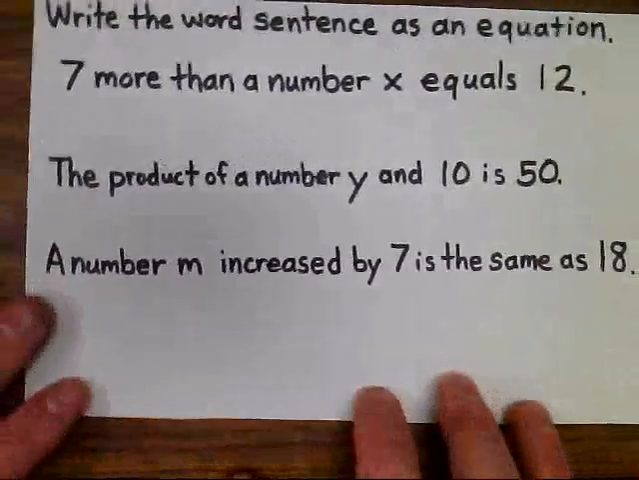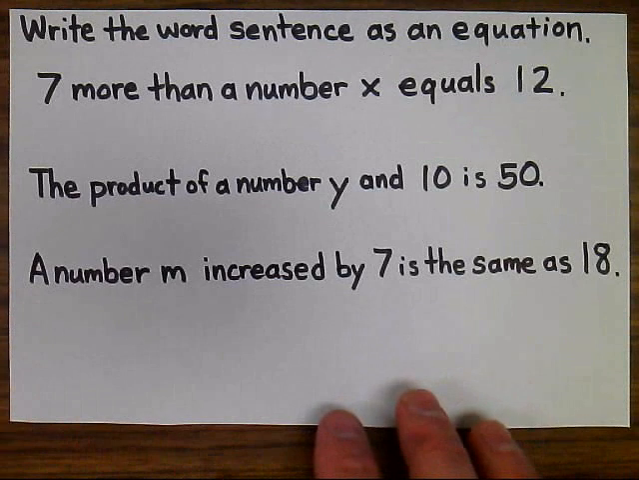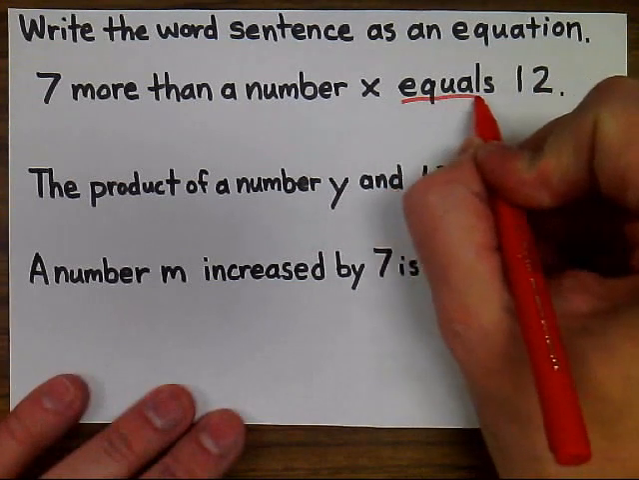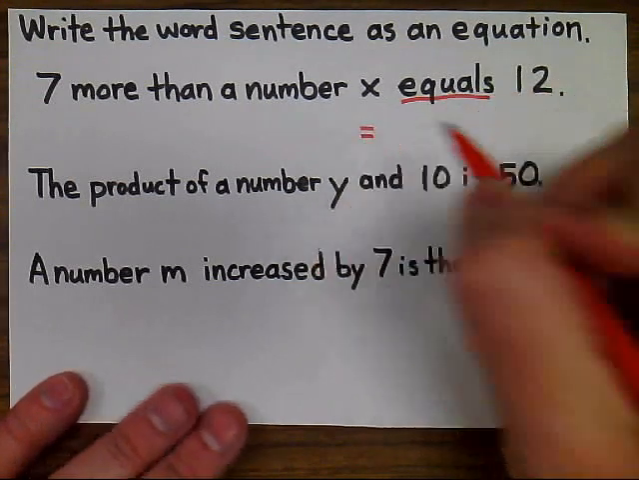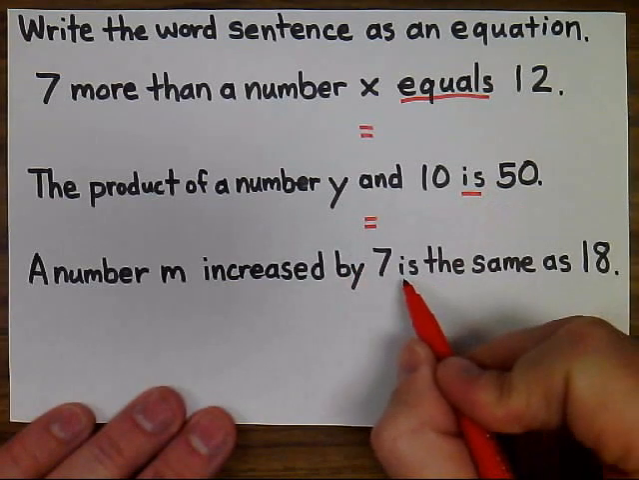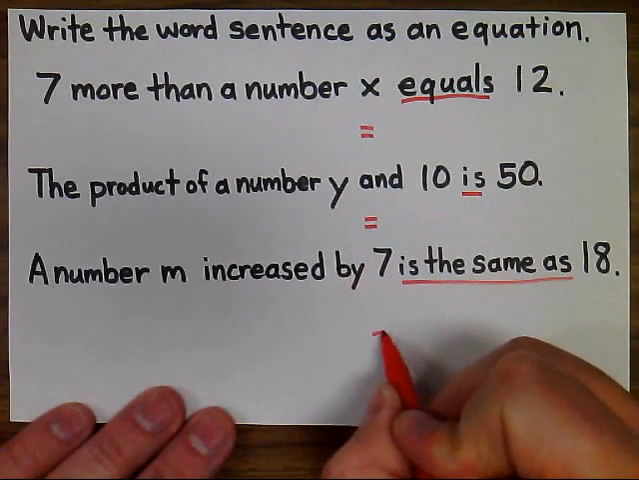We're going to do probably 6 examples. We'll start with these 3. So our goal is to write the word sentence as an equation. Now I'm going to follow my own advice, which is when I'm looking for that equal sign, I'm looking for keywords such as the same as, is, or equals. So when I see the word equals right there, that's going to give me my equal sign. I see the word is, that's going to give me my equal sign. I see is the same as, that's going to give me my equal sign.